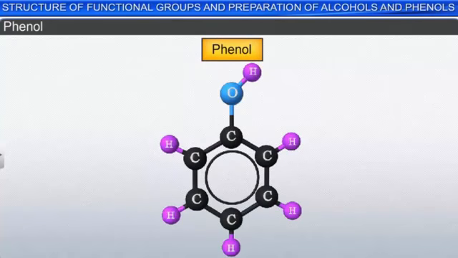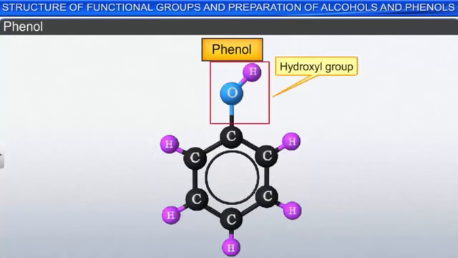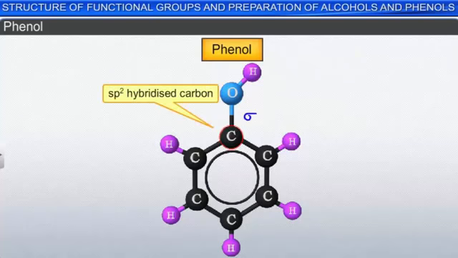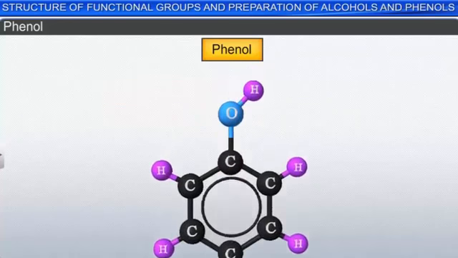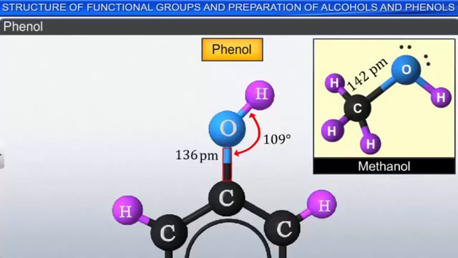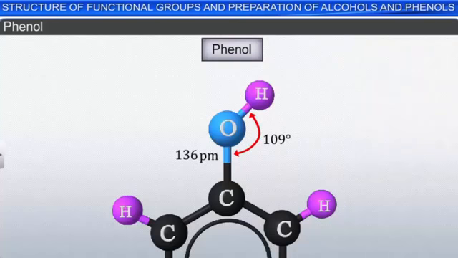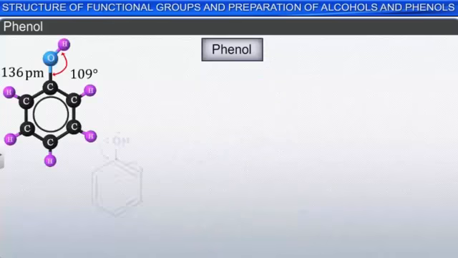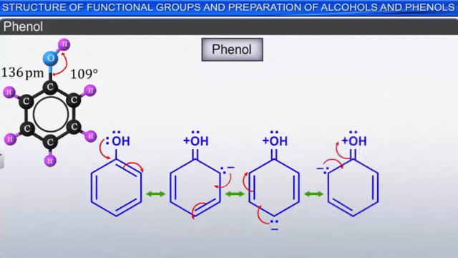Phenol, which is a planar molecule, also has a hydroxyl group, but the oxygen forms a sigma bond with an sp2 hybridized carbon. The carbon-oxygen-hydrogen bond angle is 109 degrees. Notice that the carbon-oxygen bond length in phenol, which is 136 picometers, is slightly shorter than in methanol. The carbon-oxygen bond length is shorter in phenol because the bond has partial double bond character. The lone pairs on oxygen have conjugation with the aromatic ring.